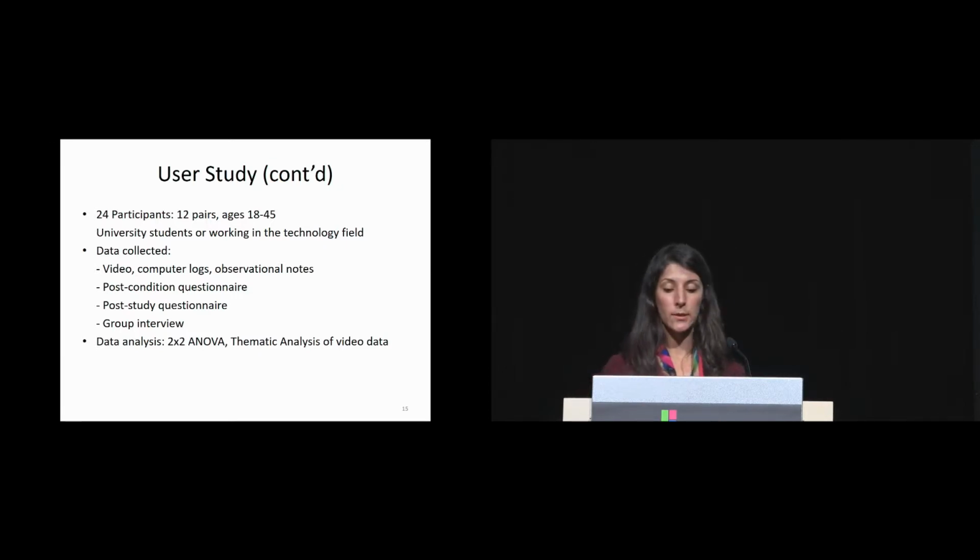We recruited 12 pairs of participants. Pairs were recruited together, so we required them to know each other. And they were either university students or working in local technology companies. We collected data in various forms. And in our post-condition questionnaire, we had 7-point Likert scale questions on perceived awareness, ease of use, and interference.